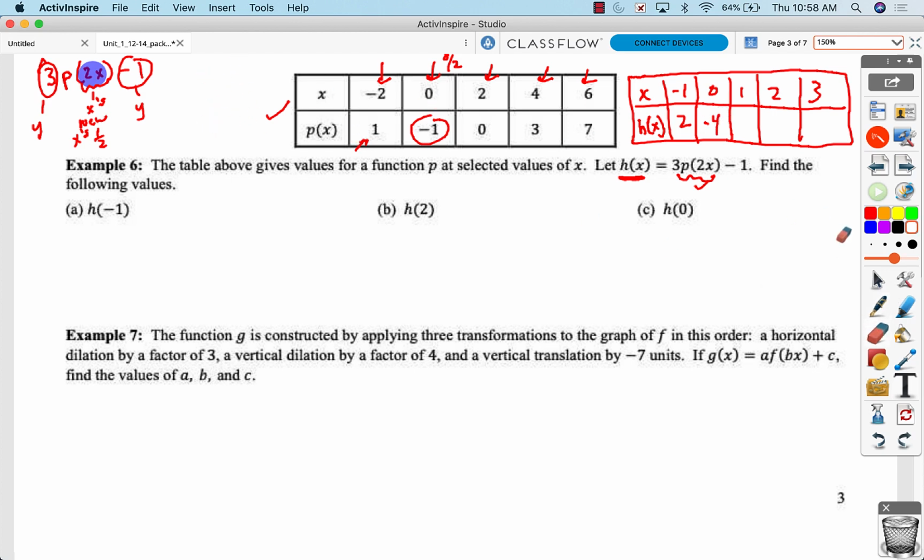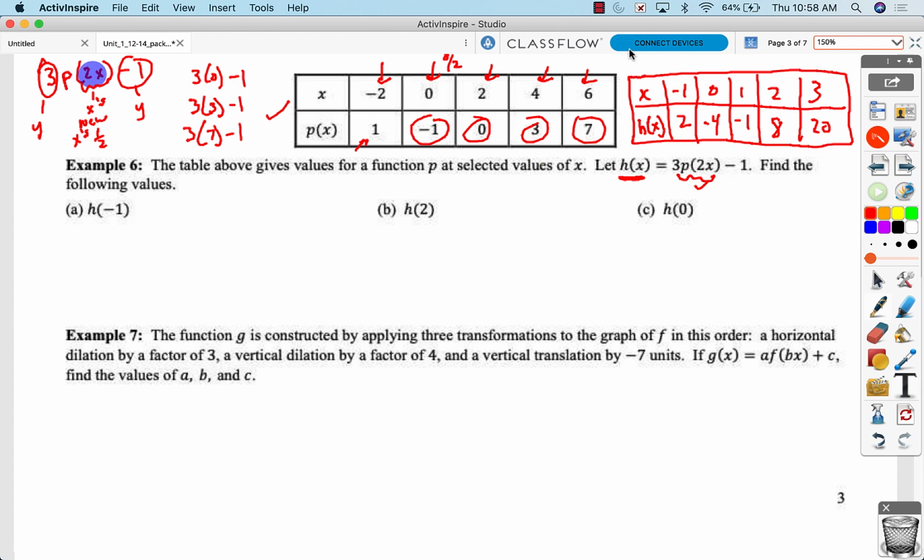You could always rewind this thing and go back and look. Okay, what's my transformation? 3 times, now I'm doing this one. 3 times 0 minus 1. So this is a minus 1. I'm doing this one. 3 times 3 minus 1. That's 8. Now I'm doing this one. 3 times 7 minus 1. That's 21 minus 1. That's 20.